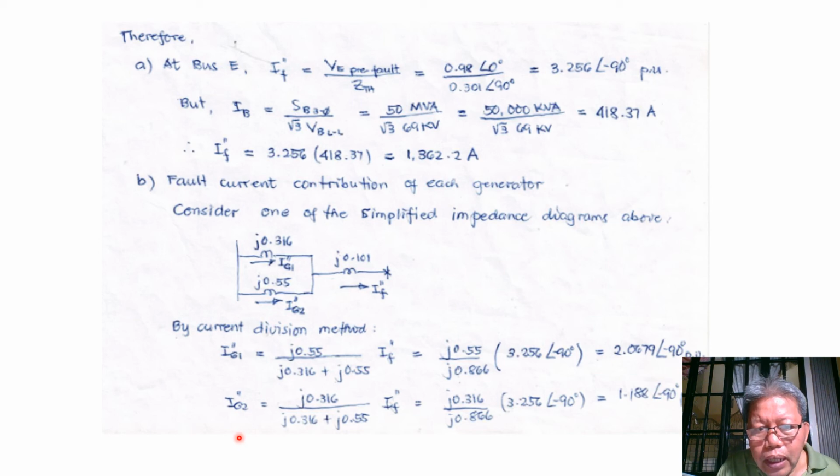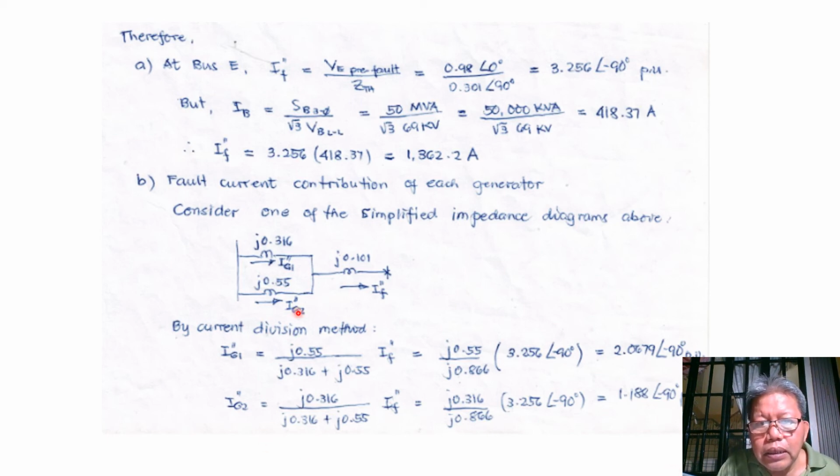And then our IG2, the current here, will be proportional to the impedance on the other side, so we have j0.316 divided by the sum, and substituting IF double prime, we get IG2 equal to 1.188 at an angle of -90 degrees.